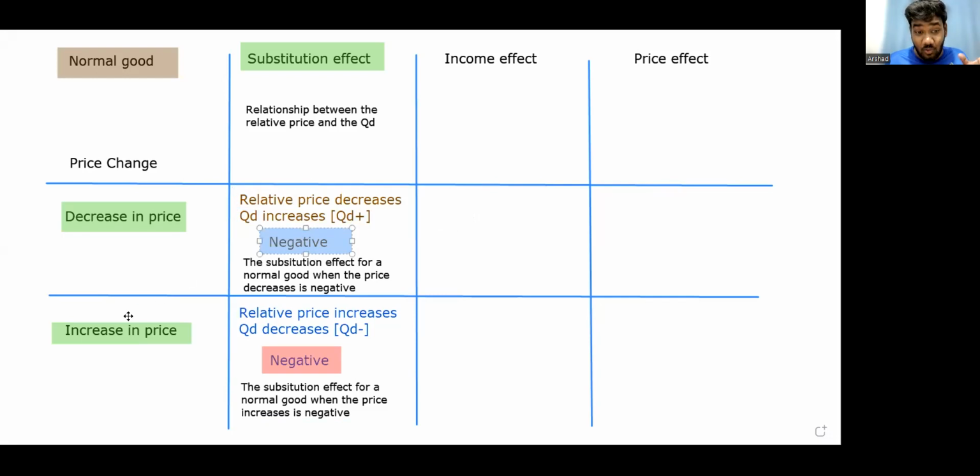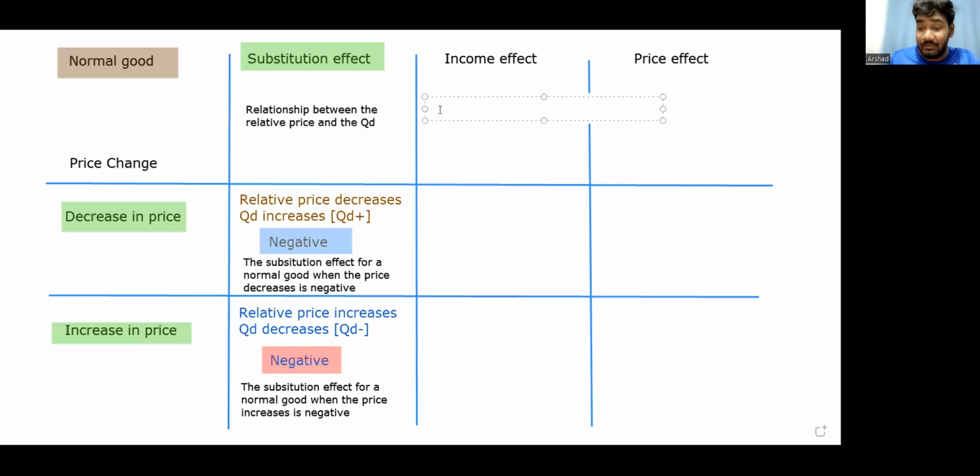In the same way, when the price of a good increases, the relative price increases. The good becomes more expensive, so people are buying less of it. Quantity demand goes down. So again, a negative relationship. Is that fine, guys? Check the whole relative price story. Okay, done. So now we'll go into the income effect.